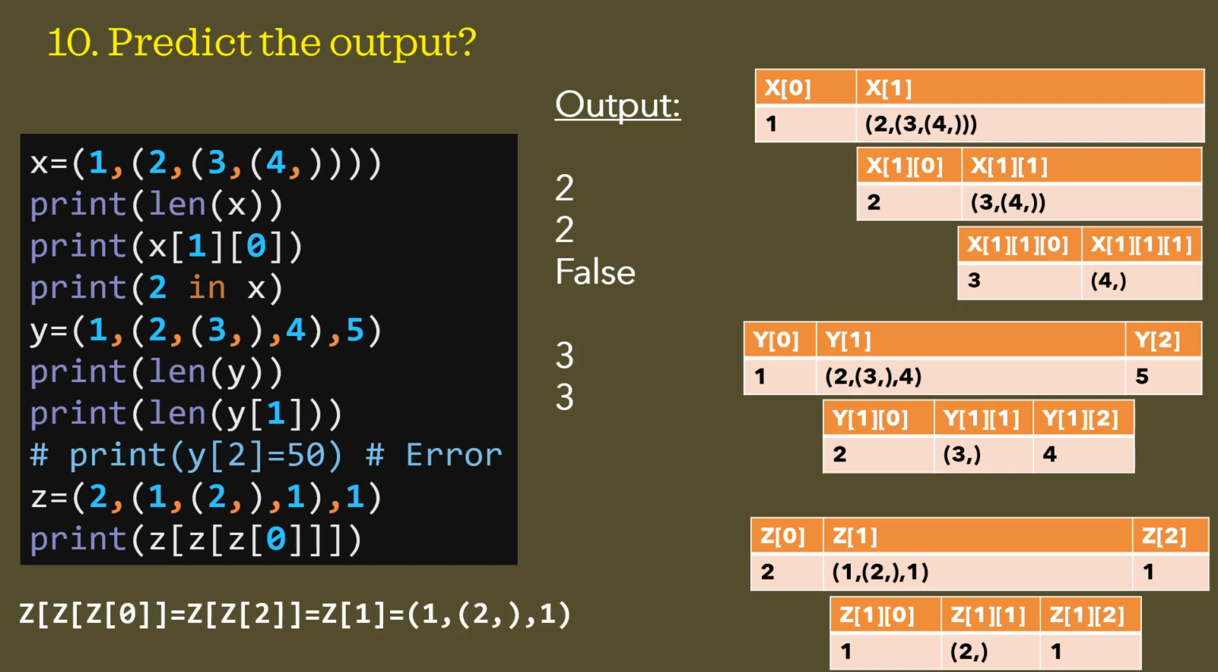Now next it is asking to print z of z of 0. How can you start? You just start from the innermost z of 0. As you can see in this figure, z of 0 is 2. So replace z of 0 with 2, that means z of 2. Z of 2, as you can see, is 1. So replace z of 2 with 1. So z of 1 is the inner tuple which is present at index number 1, that is 1 comma 2 in the form of a tuple, and 1. So that is the output.